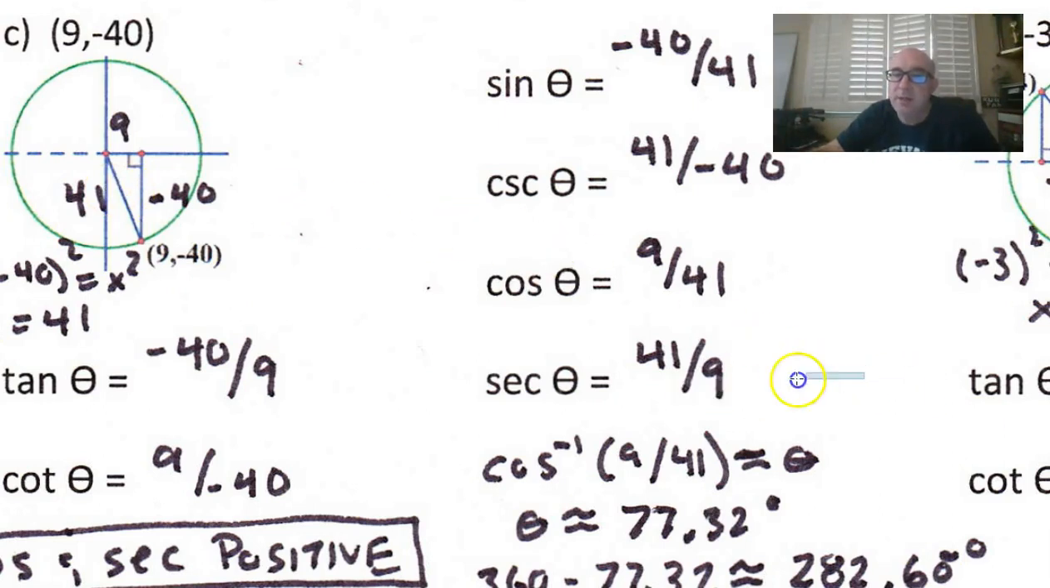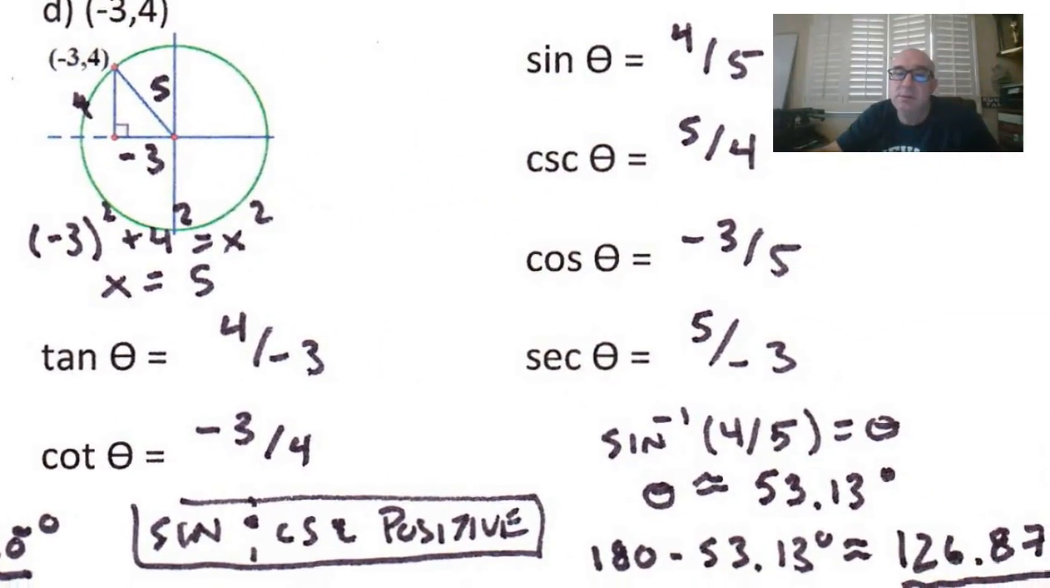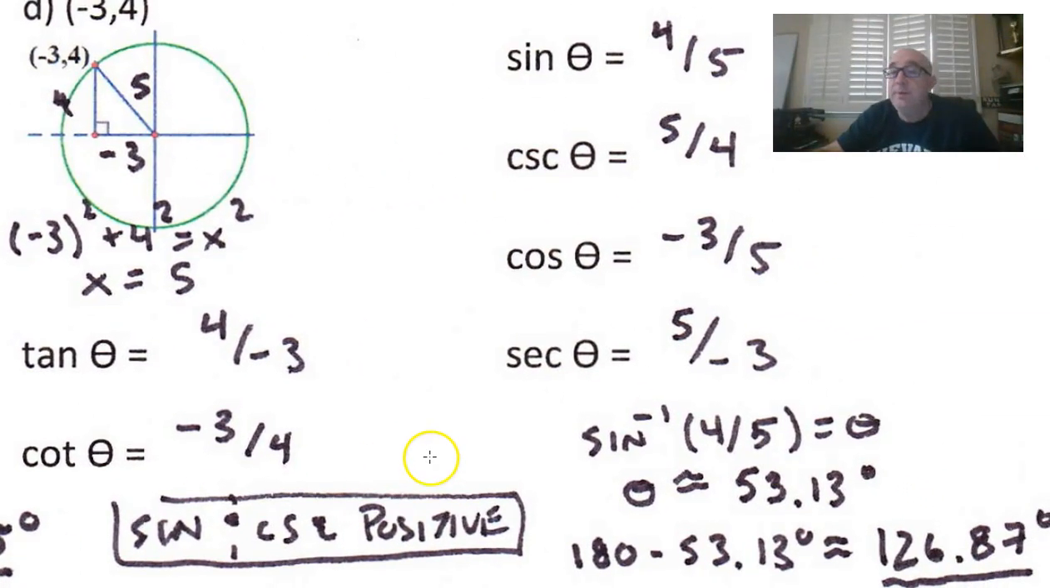The last one, it's a 3, 4, 5. In this case, it was -3, left 3, +4, up 4, and I get a 5 as the hypotenuse. You'll notice in that quadrant that the ones that are positive are sine and cosecant.